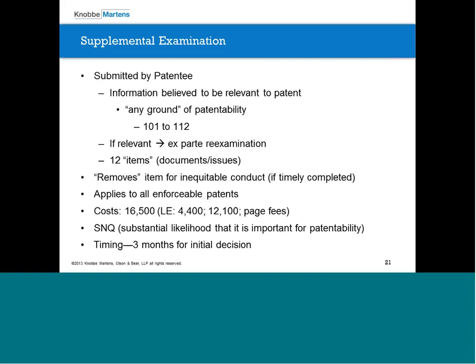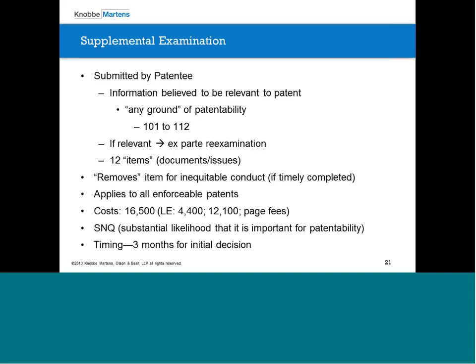The standard that the PTO will be looking at when they analyze your request is whether or not there's a substantial new question of patentability, and that's basically, is there a substantial likelihood that a reasonable examiner will think that this is important for patentability.